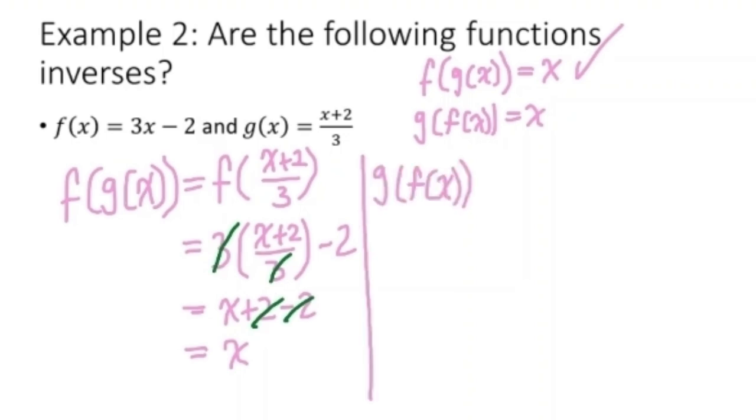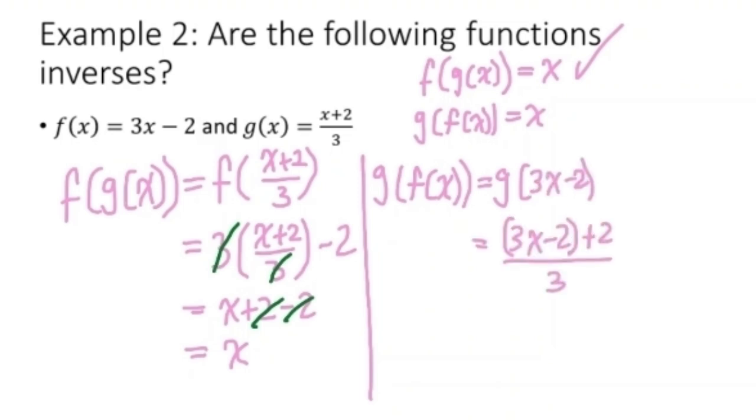Next, we'll do g composite f. f of x is 3x minus 2, so everywhere in g, we're going to replace x with 3x minus 2. Now we'll proceed to simplify. Since there's nothing to distribute in the parentheses in the 3x minus 2, we can drop the parentheses. We see the 2's cancel, leaving us with 3x over 3. Then the 3's cancel, leaving us with x. So g of f of x will also equal x.